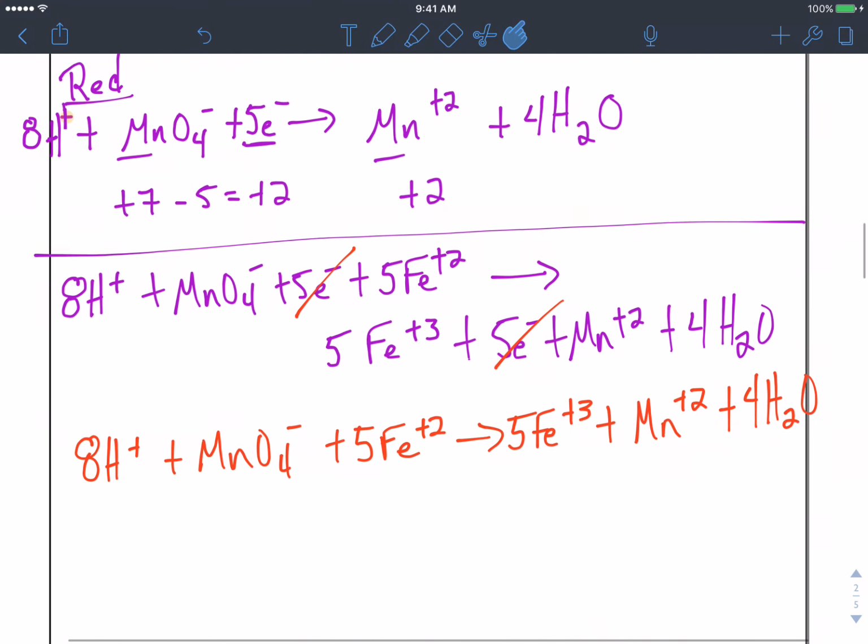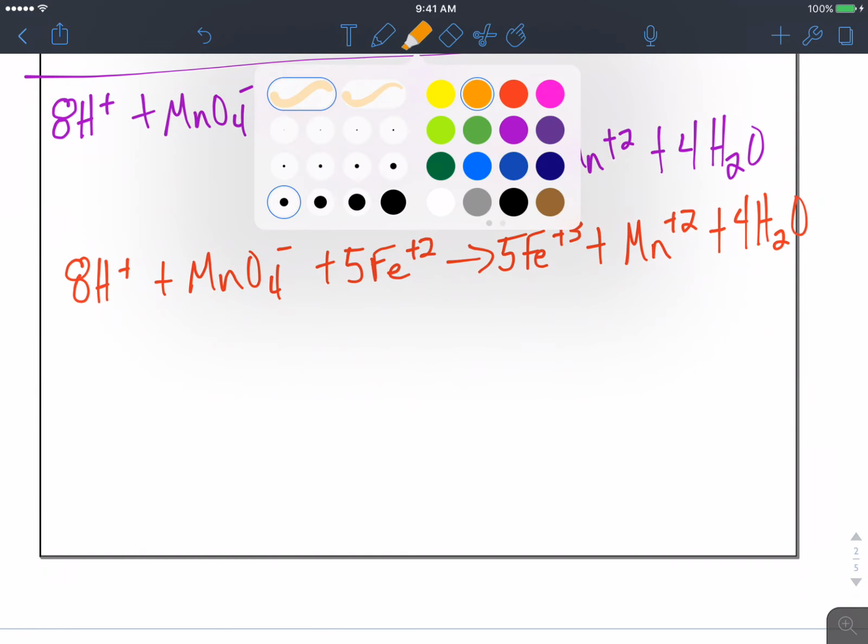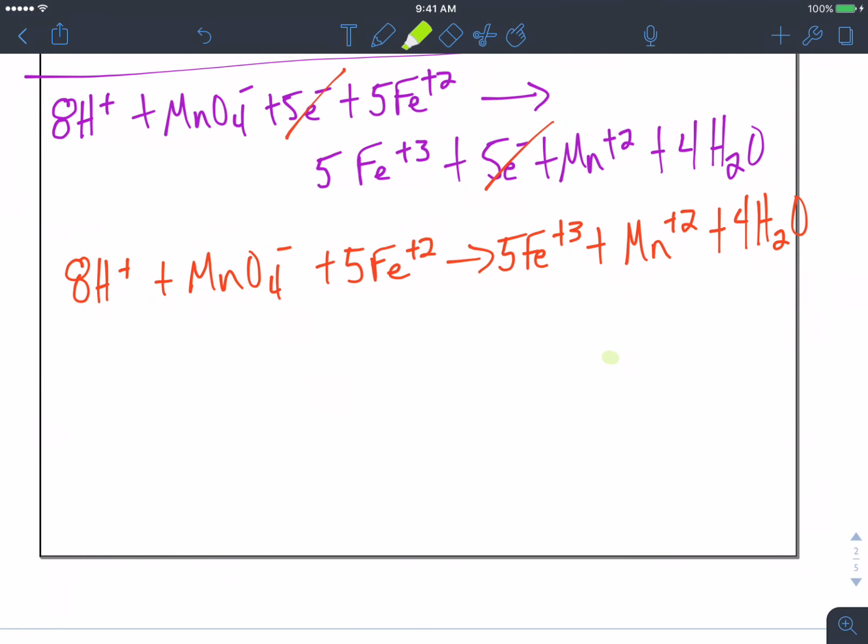So now we're going to do our checking on this. Let me just grab a highlighter here so that we can actually check what we're doing. We should have 8 H's on the left, and you'll notice that we have 8 H's on the right. 1 Mn, 1 Mn. 4 O's, 4 O's. 5 Fe's, 5 Fe's. So all of our elements balance out. Now let's take a look at the charge.